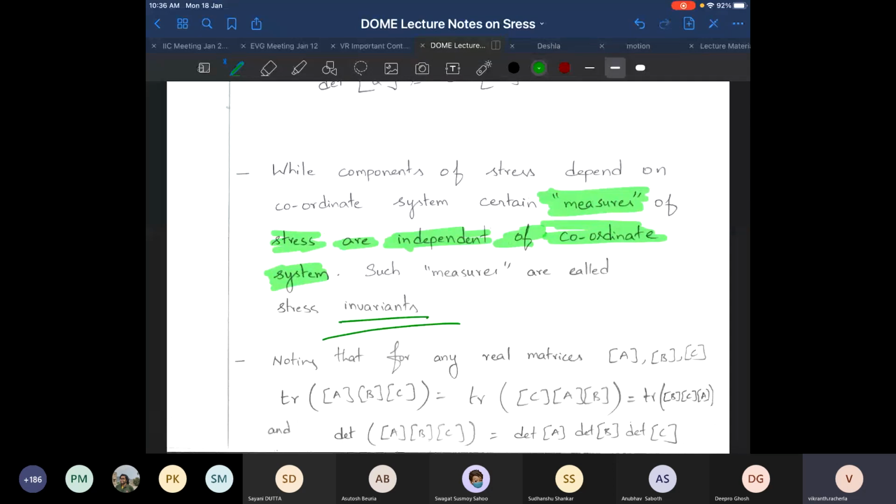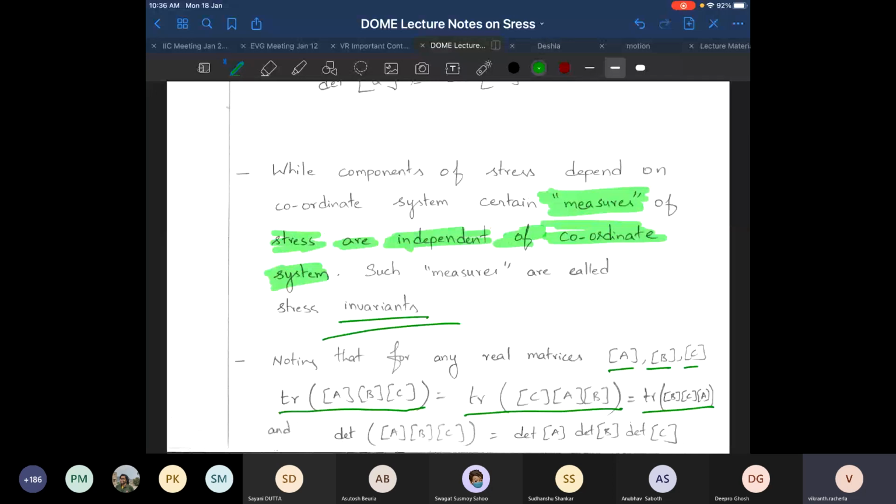In order to get invariants of the stress, we need to know some matrix properties. If you have three matrices A, B, and C, I don't know how many of you are aware of this particular feature: the trace of A times B times C will be equal to trace of C A B, equal to trace of B C A. How many of you are aware of this property of matrices? Raise your hand if you are familiar with this. Okay, some of you are aware, many of you are not aware.